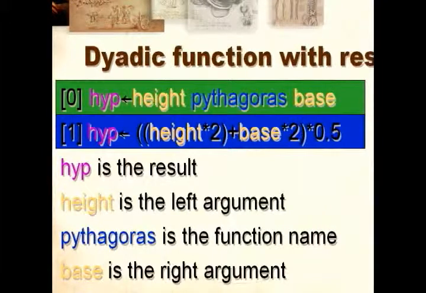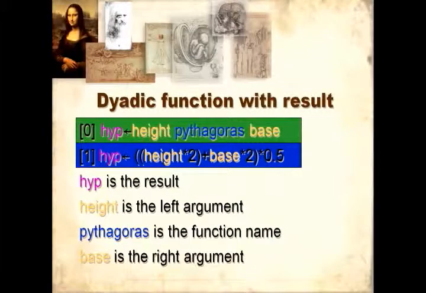Here's an example of a dyadic function that returns a result. The header line contains the name of the result variable, which is called hip. Then there is the assignment arrow. Then there is the name of the left argument called height. Then there is the name of the function called Pythagoras. And finally, there's the name of the right argument variable called base.